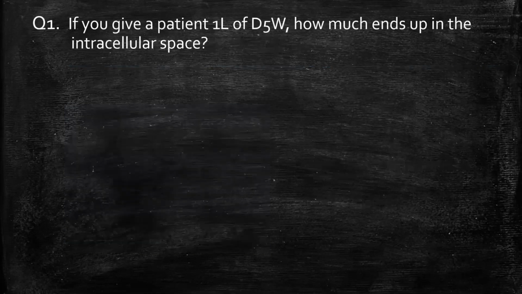All right, just a few little questions to sort of drive home this idea. So this is an audience participation project here, so someone pipe up with the answers. But if you give a patient D5 water, give them a liter of D5 water through an IV, how much of that fluid is going to end up in the intracellular space? About 40%, 30 to 40%, like 400 cc's.